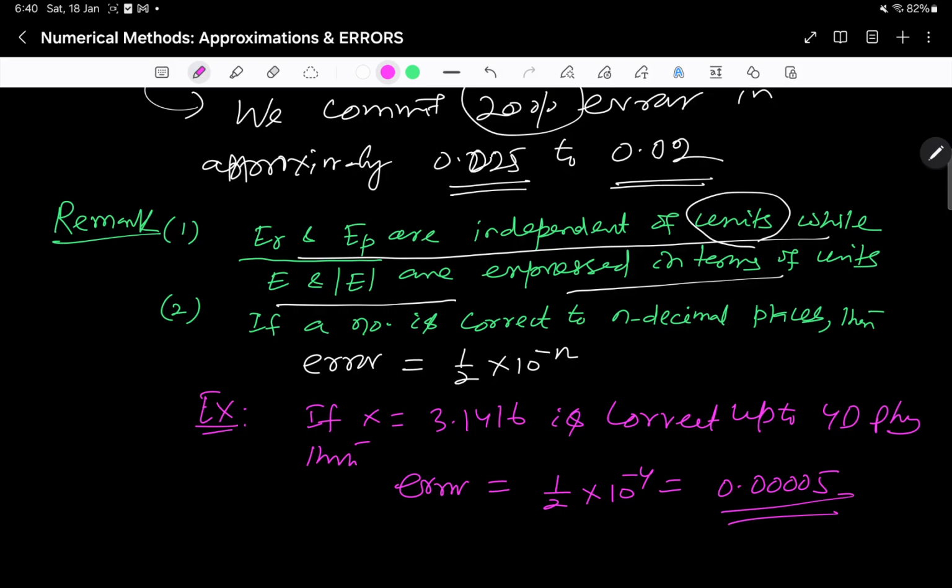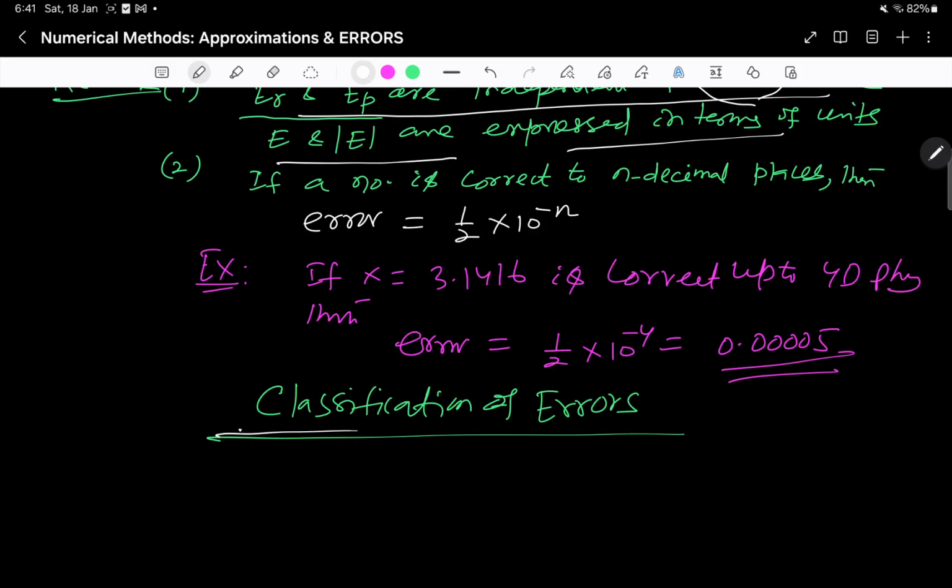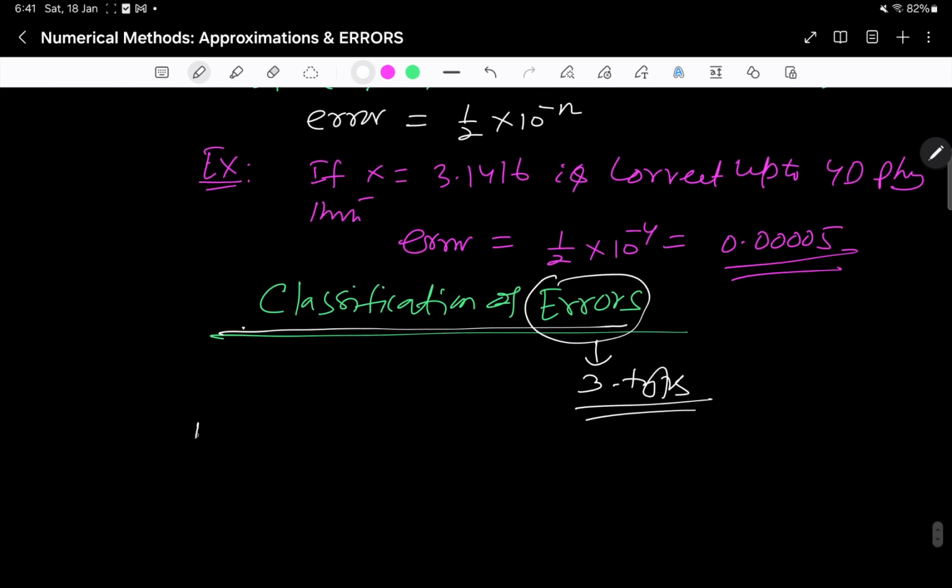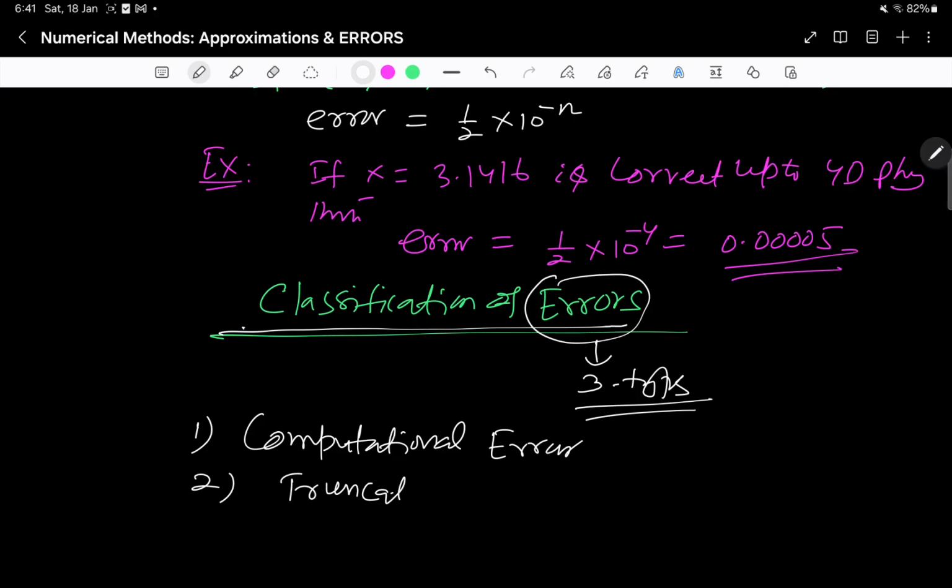Now what are the different sources of error? So now we classify the error. Generally, errors are classified into 3 types. One is computational error, the second one is truncation error, and the third one is inherent error.